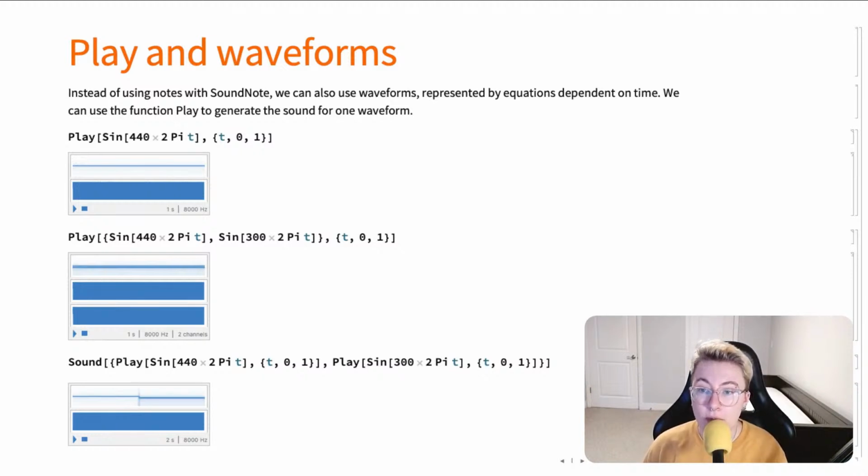Another approach to creating sounds within Wolfram Language that is less musically oriented and more mathematically oriented is using the function Play. Instead of taking sound notes like Sound does, we input waveforms, which are equations dependent on time representing the pitch of the sound, and we put that into the function Play. Our first argument is the equation for the waveform, and our second is the variable we're using for the time and the start and end values for that variable. When we give Play a list of waveforms, we'll get those two waveforms playing at the same time. We can use Sound to string together different waveforms to play in sequence, just like how we can string together sound notes to play in order.